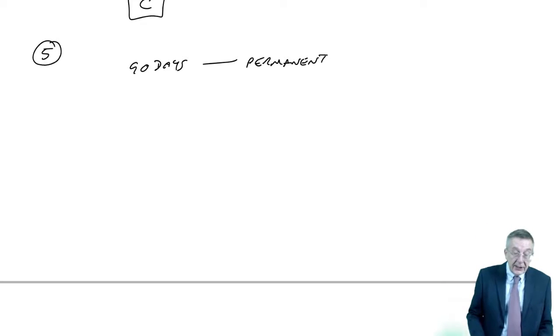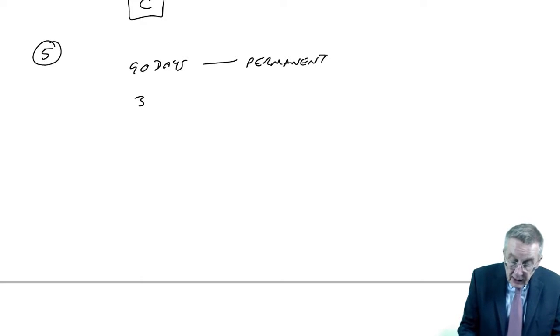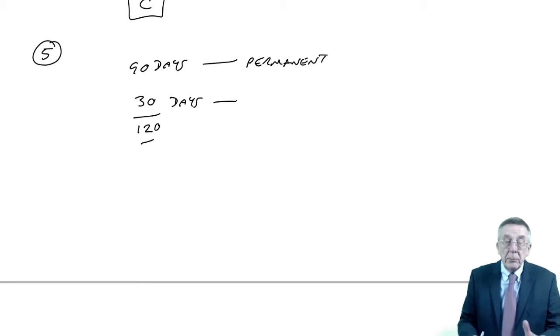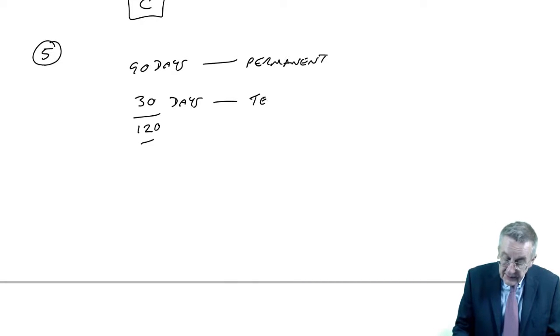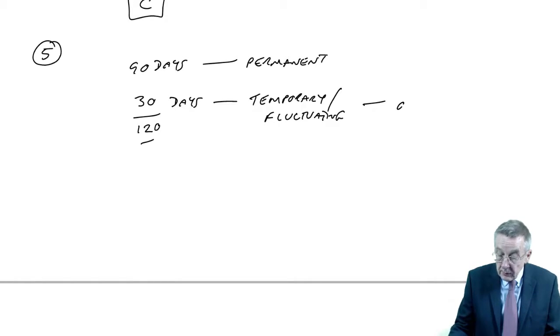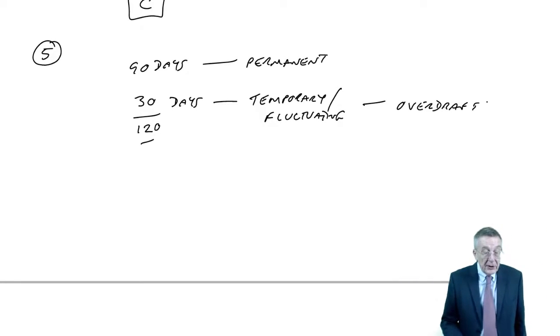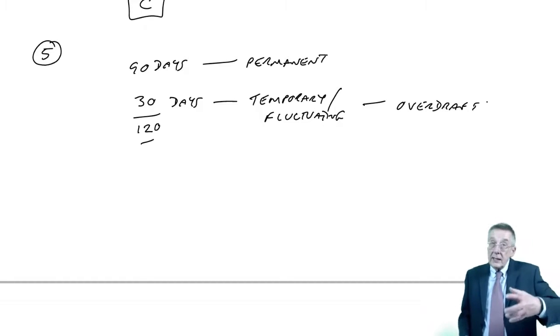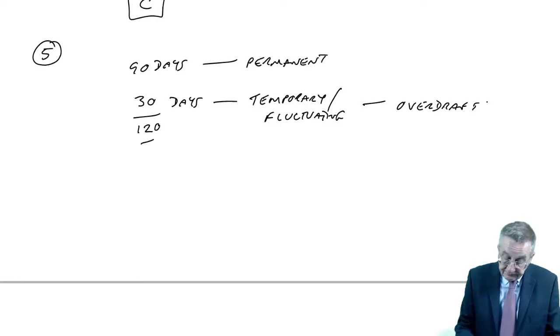Some days we will need extra. And of course, the most extra we'll need, the maximum, is 120. Well, the extra 30 days is temporary or fluctuating. It's only there parts of the year. And so that is your temporary or fluctuating asset, and that will be financed from overdraft. The question wants to know how much finance will be needed from the overdraft. Well, enough to cover those 30 days worth of inventory. So what will that come to?